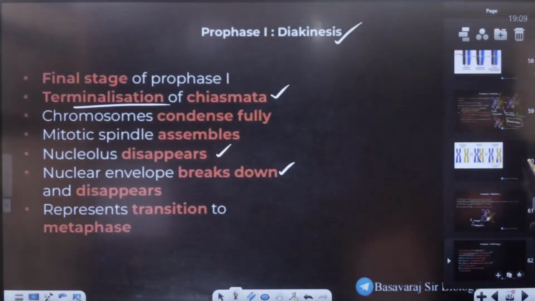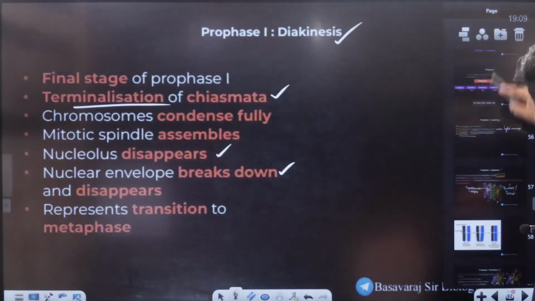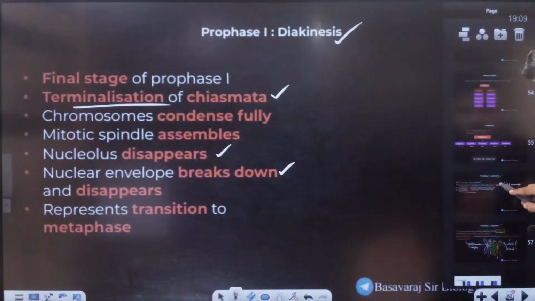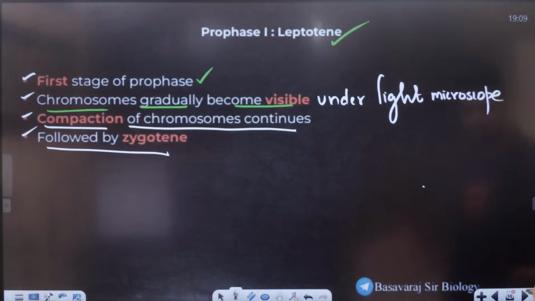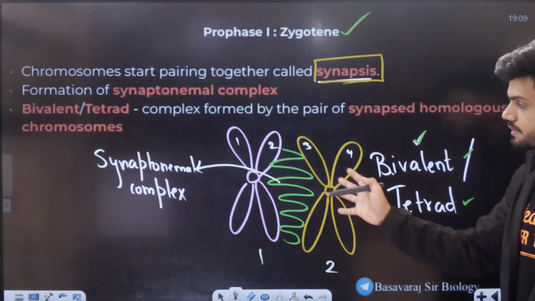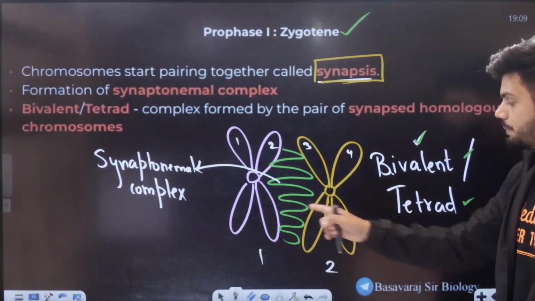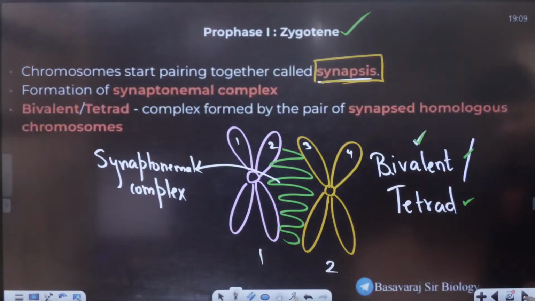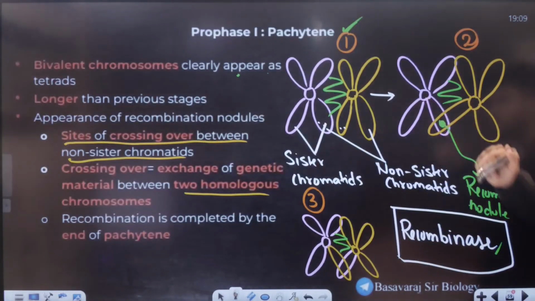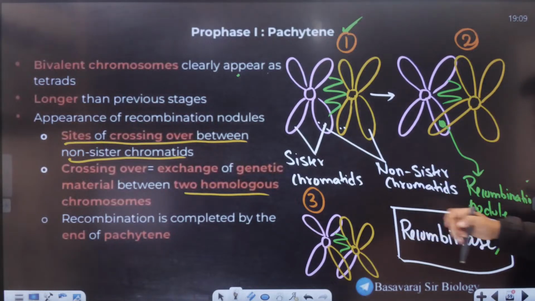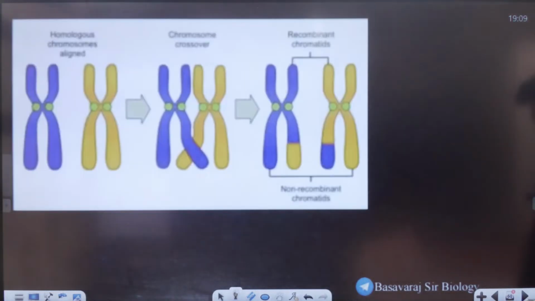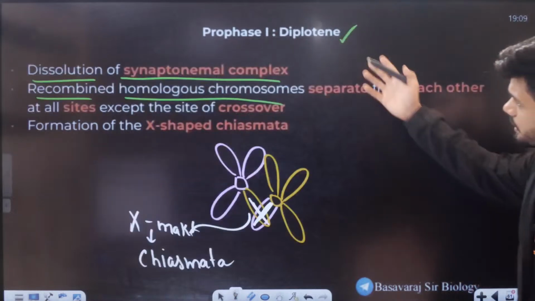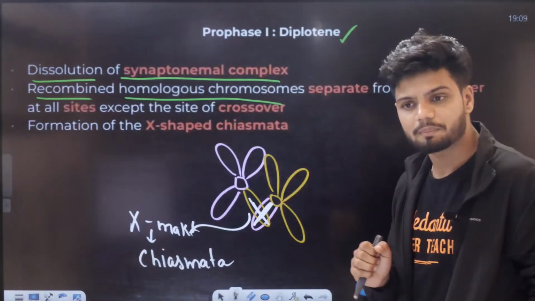Let me give a small recap of what we learned right now. We learned that in the case of leptotene, the chromosomes become gradually visible under a light microscope. In zygotene, there is formation of synapsis, the synaptonemal complex, the bivalent tetrad. This bivalent tetrad is more clearly visible in pachytene. There is crossing over, the recombinase enzyme is involved, and there is formation of a recombination nodule at the site of crossing over. Then we learnt about diplotene, that is dissolution of the synaptonemal complex.